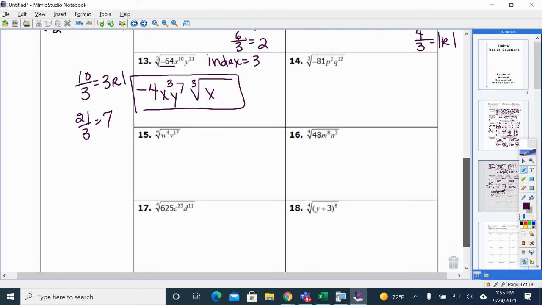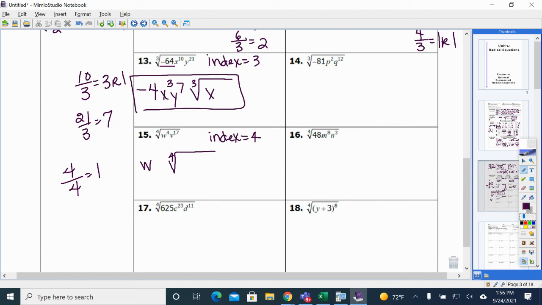Jumping down to number 15 and 16, I have the 15, 16, and 17. We're talking about the 4th root. So the index is 4, and we're going to follow right along. Notice on number 15, there's not a number, but there are just variables. So for the W, I have a 4 exponent. Divide by the 4, that's the index, and you get a whole 1. So there will be a W in front of that radical.